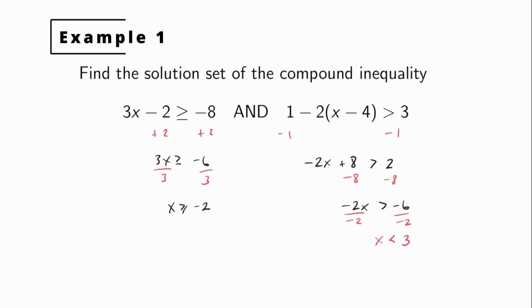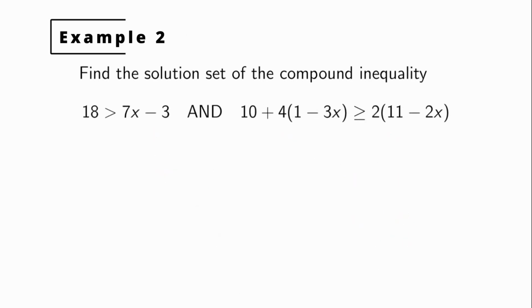So our solution set here, it is x is greater than or equal to -2. So that is -2 to infinity. Over here, it's x is less than 3. So that's -infinity to 3. So the intersection of those two sets is from -2 up to 3. That's every number that they both have in common.